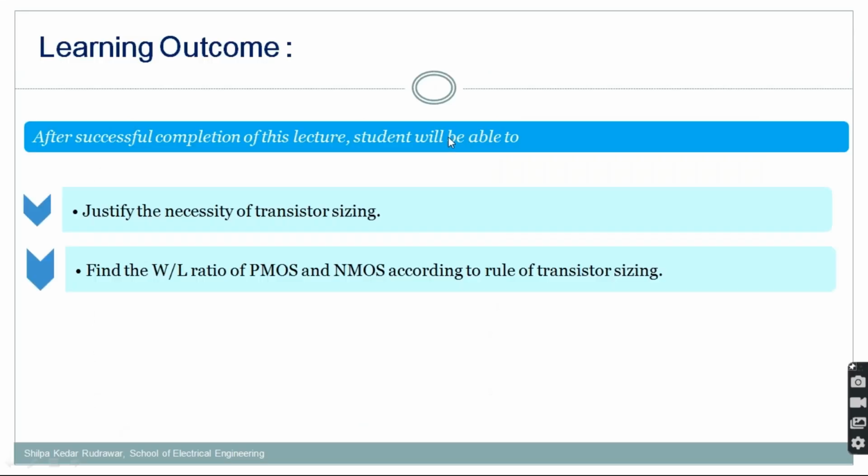So what is the learning outcome of this particular lecture? After the completion of this lecture, students will be able to justify the necessity of transistor sizing. What is meant by transistor sizing?